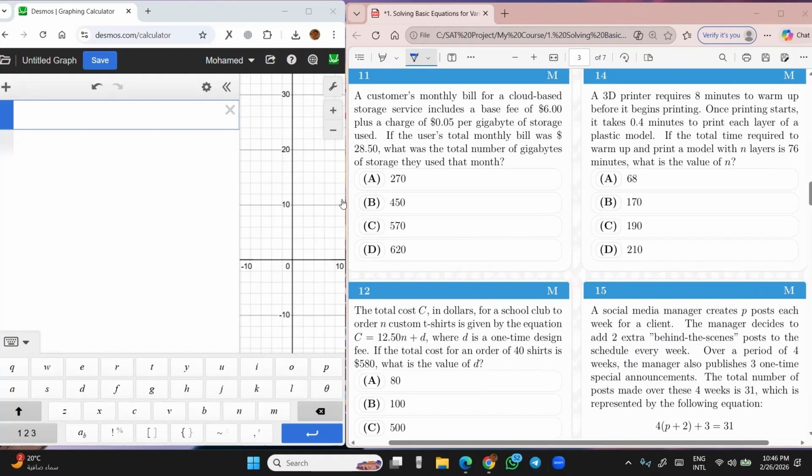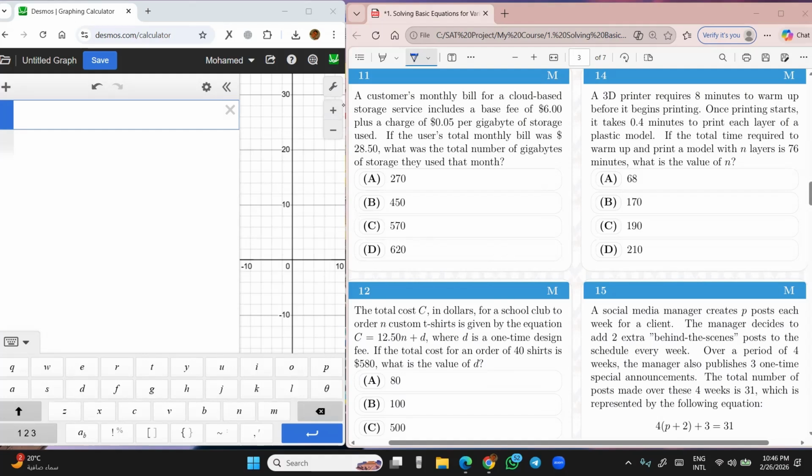Question number 11 says: a customer's monthly bill for a cloud-based storage service includes a base fee of $6 plus a charge of $0.05 per gigabyte of storage used. If the user's total monthly bill was $28.50, what was the total number of gigabytes of storage they used that month?